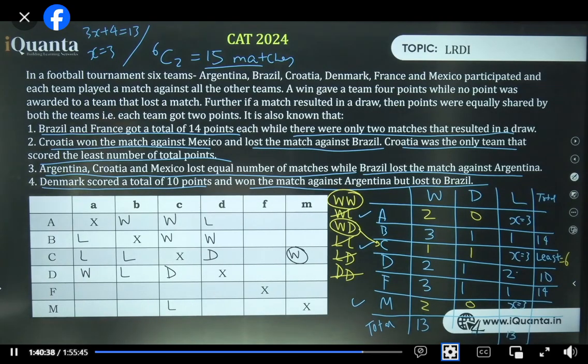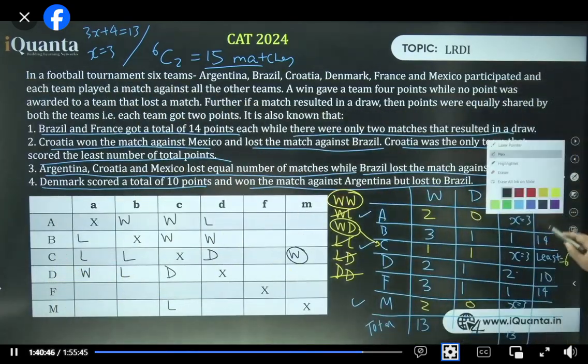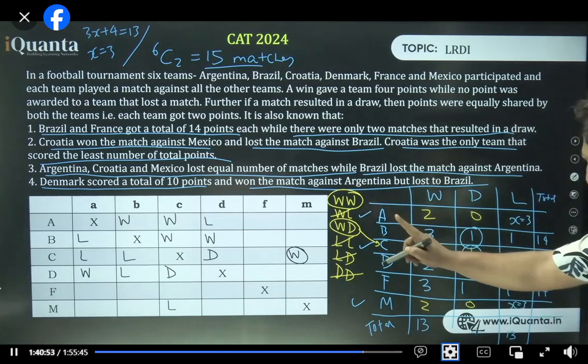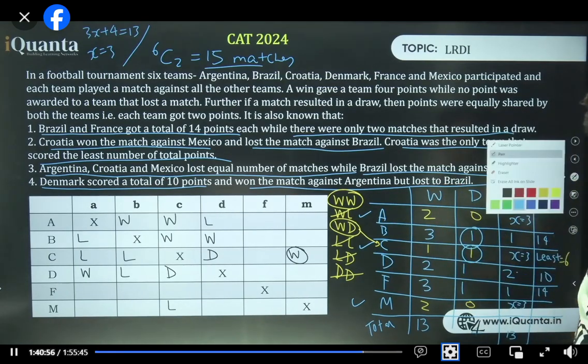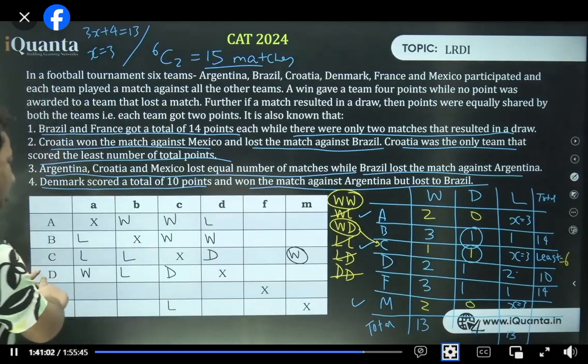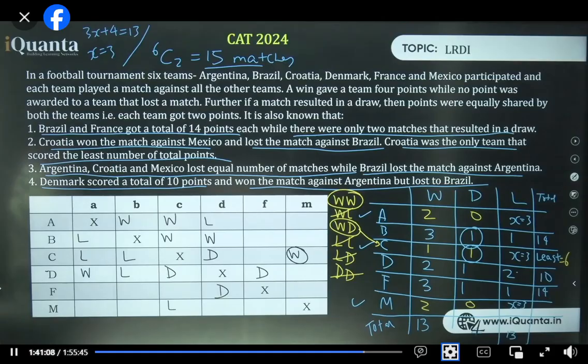Okay. Who else has drawn the match? Now, see what has been done. Now, pay attention. Croatia and Denmark draw the match. That means here, Croatia and Denmark draws have already been accommodated in the table. What is remaining is Denmark and France. Denmark and France draws are still to be accommodated. That means we can fill Denmark against France to be a draw and France against Denmark to be a draw. Clear? Cool.